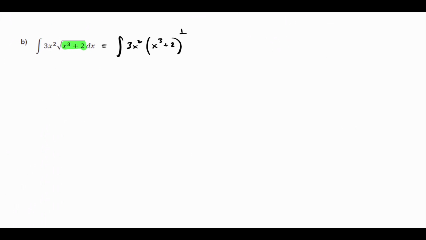Just like with derivatives, I don't like roots, I like powers. So I can't use the power rule. My only option here is to use U-substitution. Well, I've highlighted the argument. That's your first step. If you don't know where to start, start with your argument, because more than likely that's where you're going to start. Okay? Next thing is find U. That's your U. X to the third plus 2.